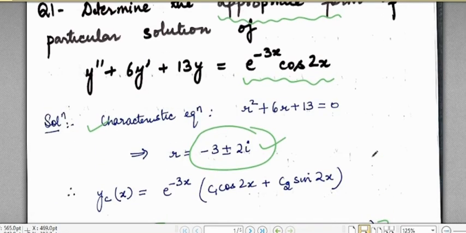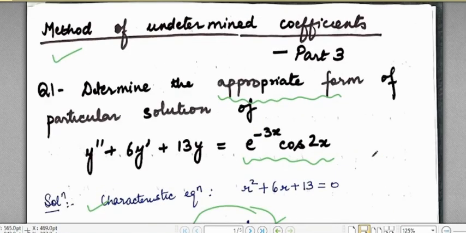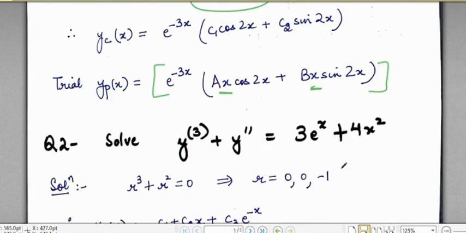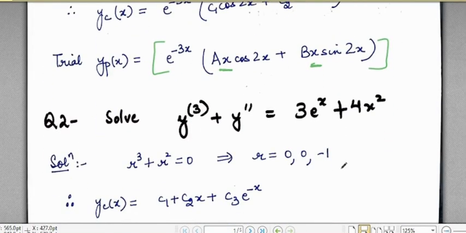The question is not asking you to find A and B, it's just asking you to set up the appropriate form of the particular solution without going into calculation of the coefficients. So that's the end of this part. Look at the second question.